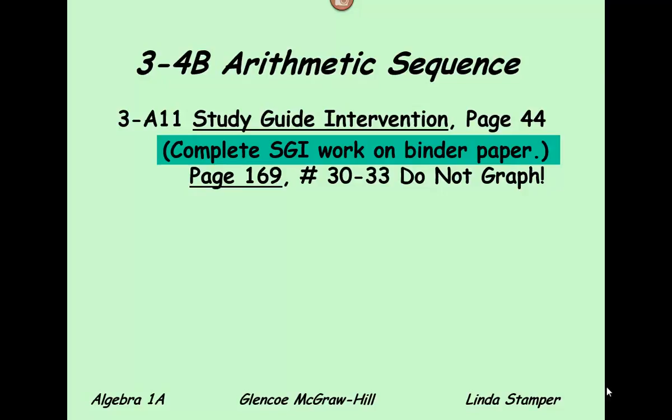All right, let's start our second lecture on arithmetic sequence. And we're working on the next page out of our study guide intervention book. Again, use separate sheets of paper. Don't use the pages from your SGI book. So let's go ahead and get started.